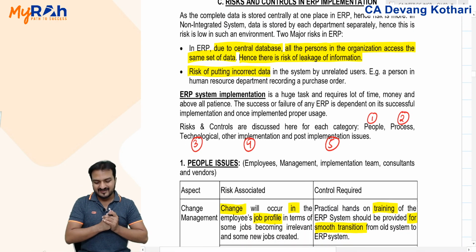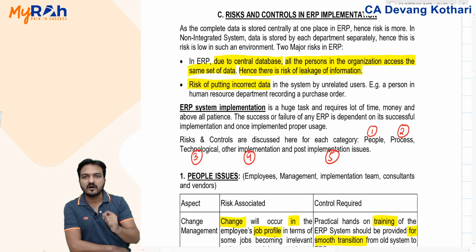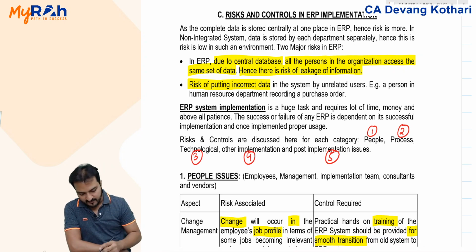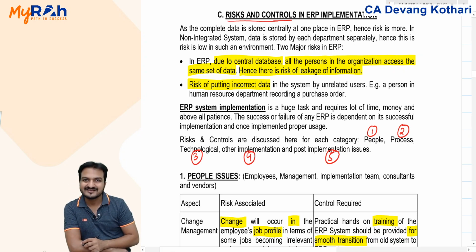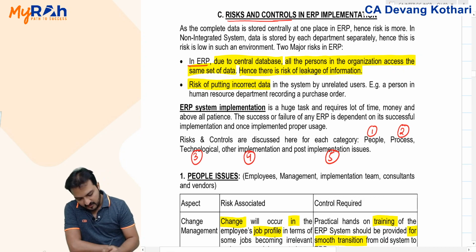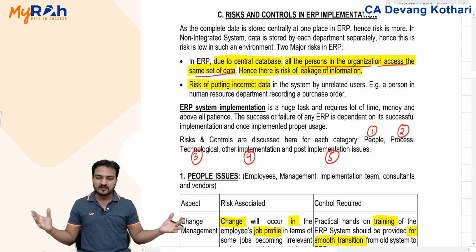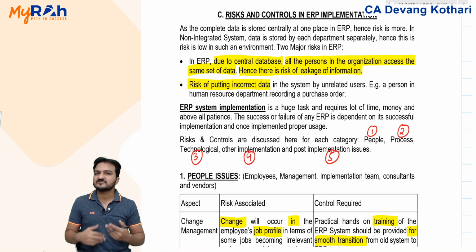Going further, risk and controls in ERP implementation. Now ERP implementation means when a company wants to implement ERP. If your company wants to implement a new ERP, then what all risk and controls are existing in that case? Well, in ERP, there is a central database, so all the persons in the organization access the same set of data. So this is one risk. All the data is centralized, so anyone who accesses the ERP will have access to that data.